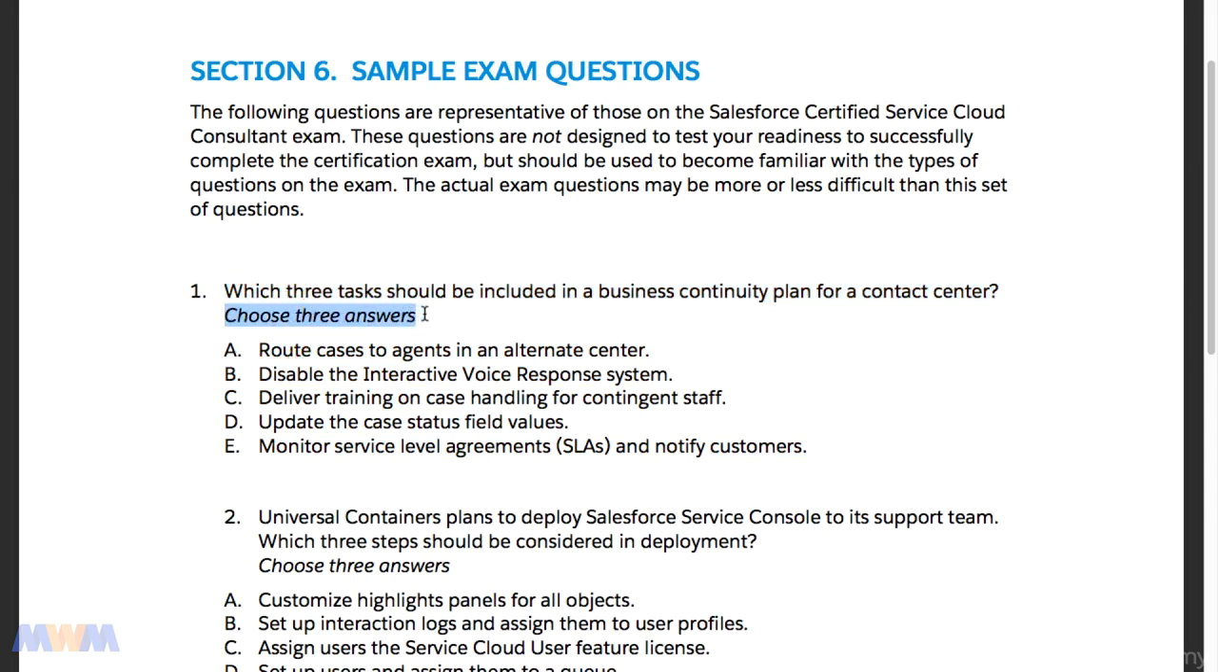One thing to note is that in the actual exam, they'll always tell you how many questions to select. You won't be left wondering if you need to select 1, 2, or 3, for example. It will prompt you with how many you need to answer with.